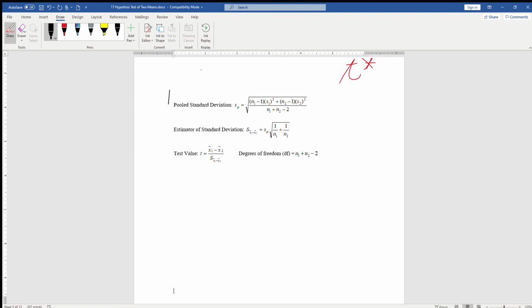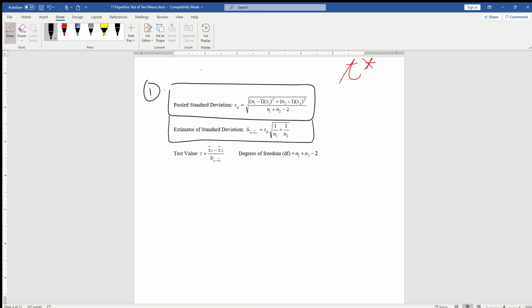And when we get to our next video, I'll show you how to put that into the calculator. Once we've found the pooled standard deviation, we're going to find this thing called the estimator of the standard deviation. And once we have that estimator of the standard deviation, which by the way uses the pooled standard deviation, okay, that's why we find the pooled standard deviation first. Once we find that, we can find the estimator, and then finally we can get to our test value.